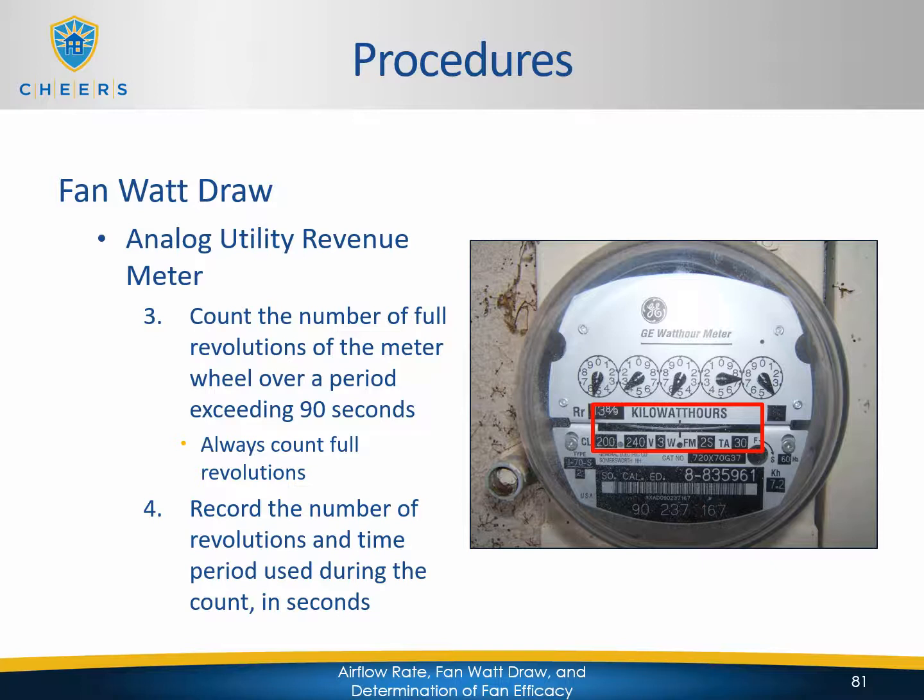You will then want to count the number of full revolutions on the meter wheel over a period exceeding 90 seconds. So when we talked about earlier that you needed to have a stopwatch, that's what the stopwatch is for. You're always going to count full revolutions, but no matter what, you have to count for at least 90 seconds. You want to record the number of revolutions and the time period used during the count in seconds. It can be more than 90 seconds. You want to record the number of revolutions always in full numbers, not decimals, not percentages or fractions of it. And then you want to record the number of seconds that you used to measure those revolutions.